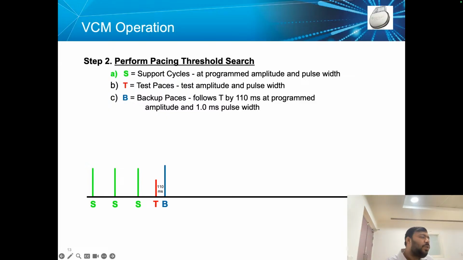After that, we don't know whether it is going to capture or not. To overcome that, the device will give a backup pulse at the programmed amplitude and 1 ms pulse width. We usually program 0.4, but the device will give a pulse width of 1. This will happen within 110 milliseconds. Even if the test pulse is non-captured, this backup pulse will capture the patient. If the test pulse captures, the backup pace falls in the refractory period and will not induce anything. But 2 pulses will always come; two spikes will definitely be there. It is a marker that it is a capture.